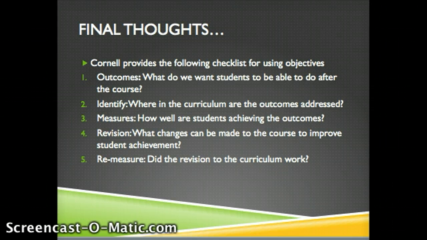So this is when you are starting to teach. Are they meeting those goals that you have set? Are the students meeting their own goals that they have set? If they're not, it might require revision. So what changes can be made to the course to improve student achievement? Maybe the objectives you set were too easy. Maybe they were too hard. So revision is an important step in creating educational objectives. And step 5 is remeasure. Did the revision to the curriculum work?